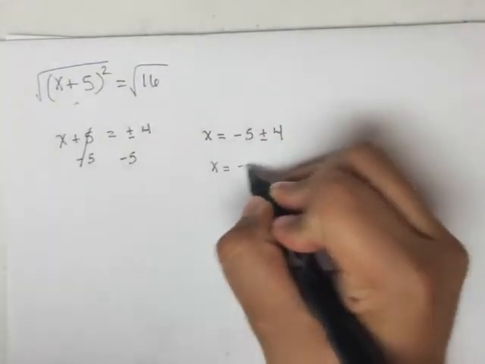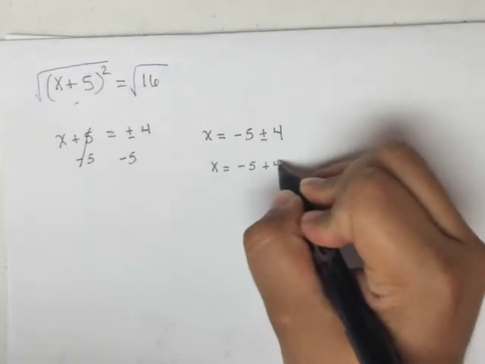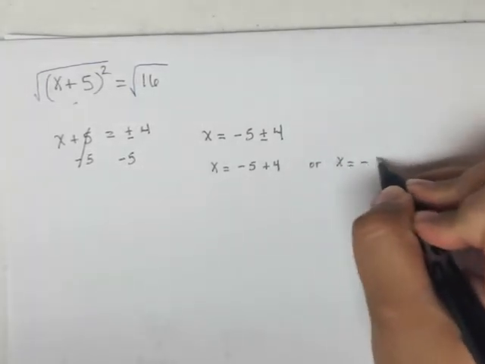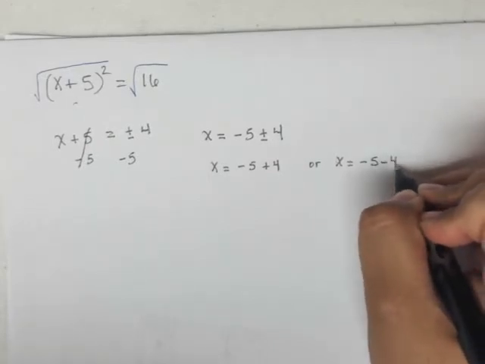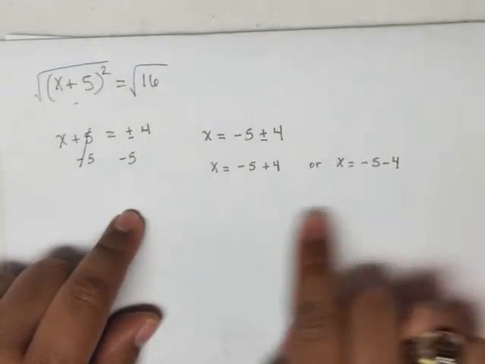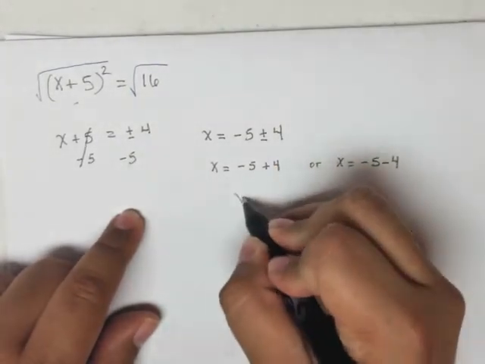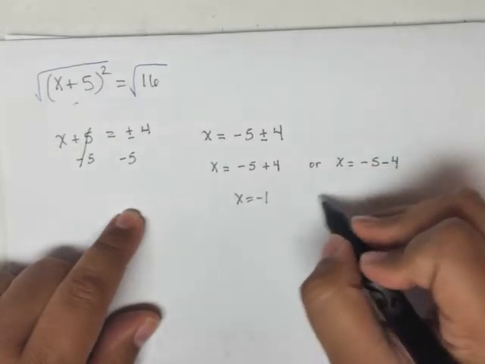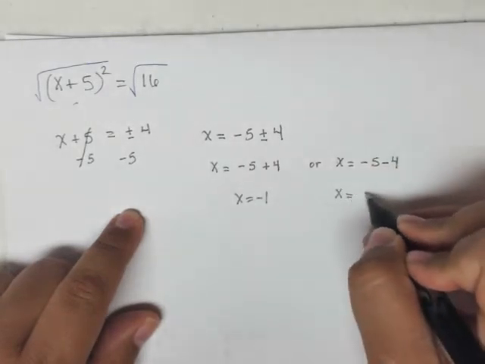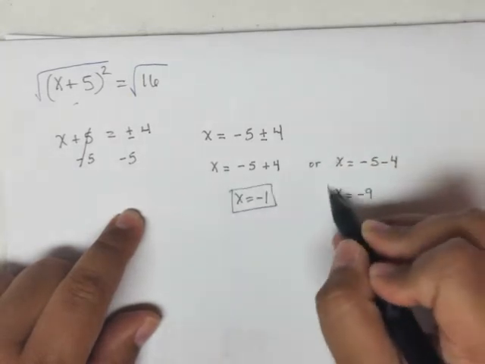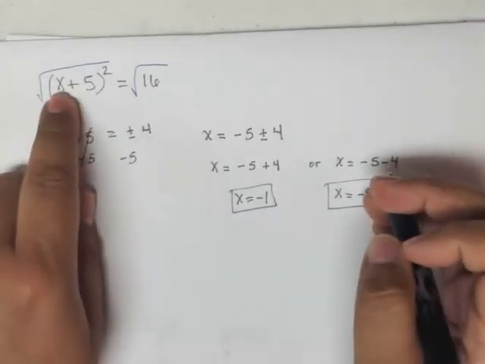x = -5 + 4, that's one case, or x = -5 - 4. That accounts for the plus and the minus that we had right up here. So in this case, x would equal -1, and in this case, x would equal -9. So these two values right here solve the quadratic equation.